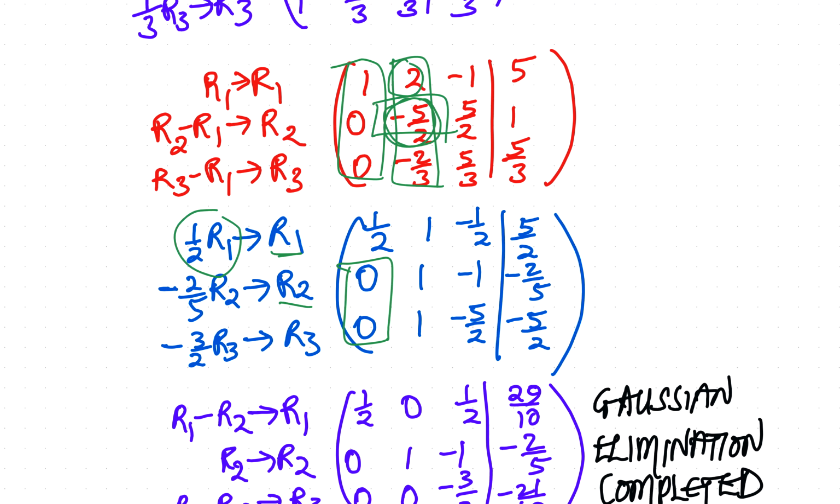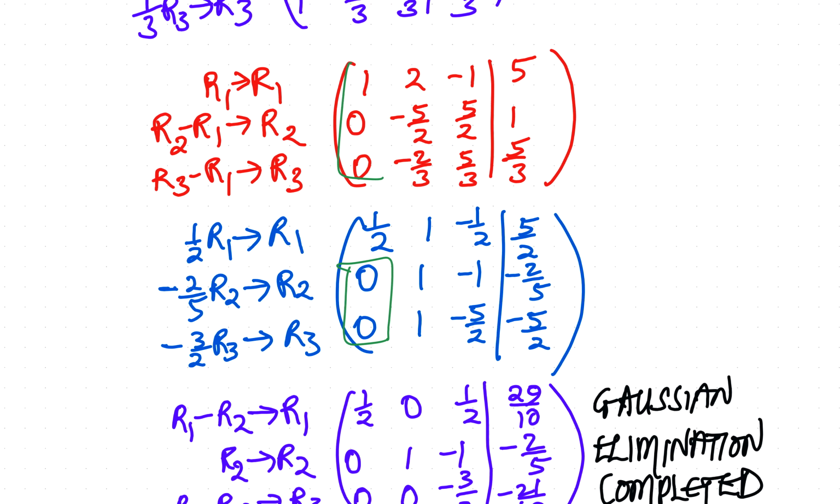Okay. And then for row 3, this also has to be 1. So the multiplicative inverse of minus 2 over 3 is minus 3 over 2. So minus 3 over 2 of the old row 3 will give you the new row 3. Okay, so let's do that.